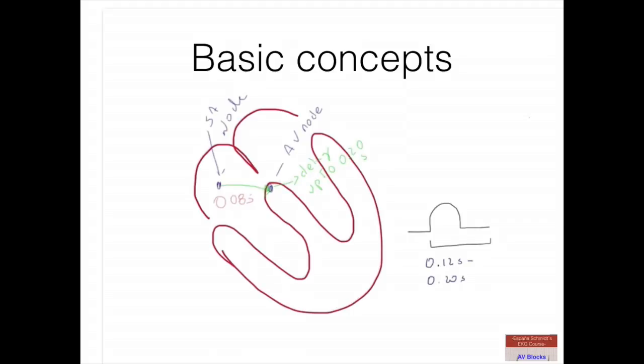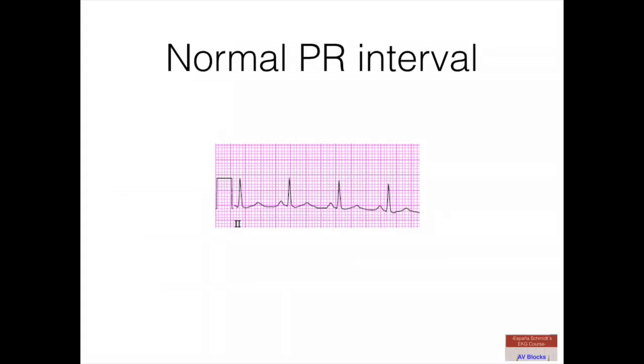The normal PR interval measures in between 0.12 seconds to 0.20 seconds, and this is in between 3 small squares to 5 small squares. Anything beyond 0.20 seconds is considered to be a first-degree AV block. Here we have a rhythm strip with a normal PR interval. This one measures about 0.14 seconds.